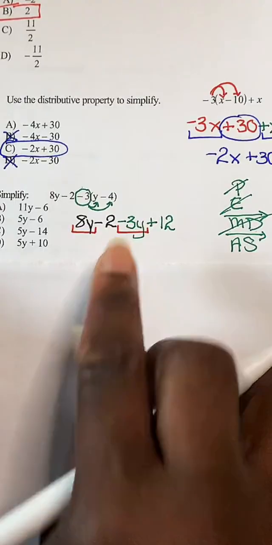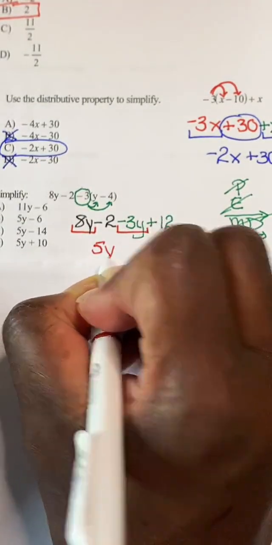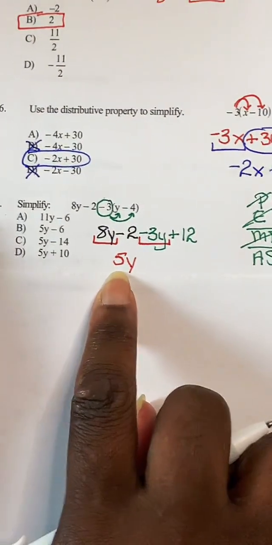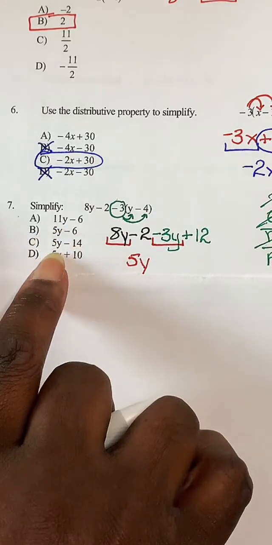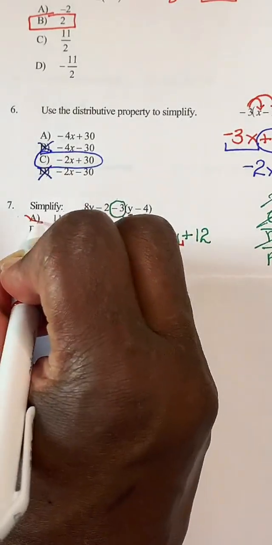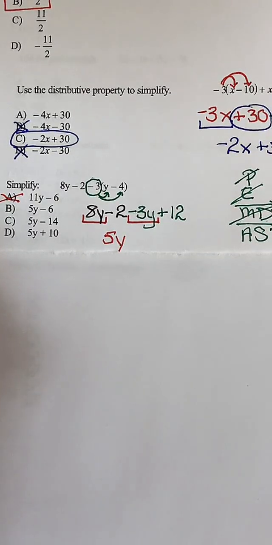Okay, I have an 8y. I can't pair that with the 2, they're not like terms. But this 8y and this minus 3y, they're like terms. So 8 minus 3 gives me 5y.